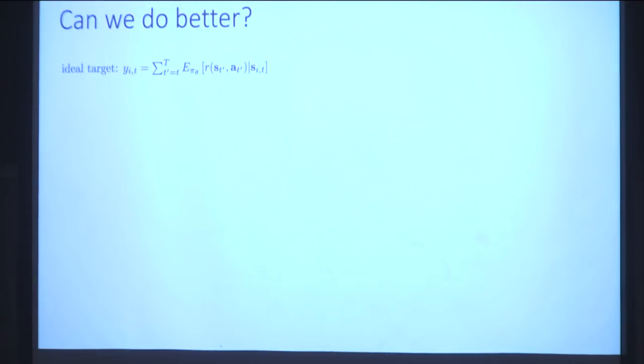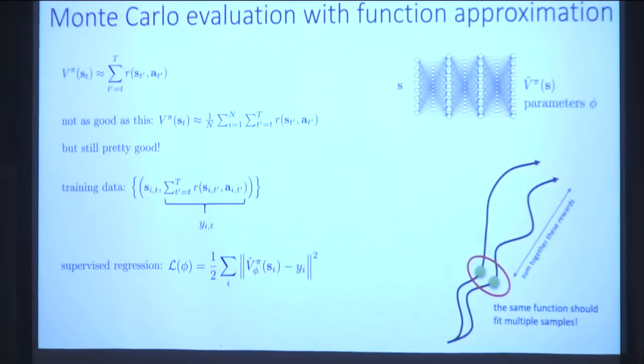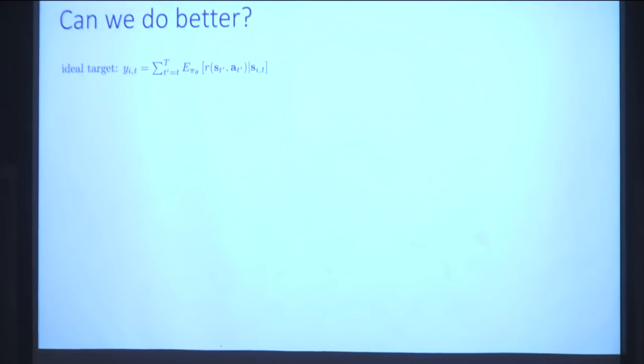Okay, so that's actually a workable way to do this, and you'll actually be doing something very similar to this in homework two. But maybe we can do a little bit better. So this is nice. It will reduce variance, but we can do a little bit better. So what's the ideal target? What do we wish we had as our labels y_i,t in our data set?